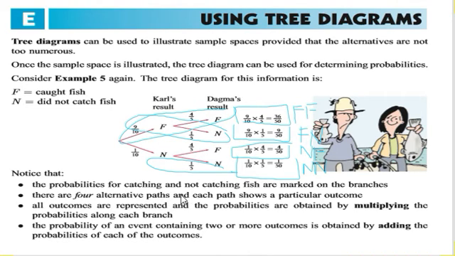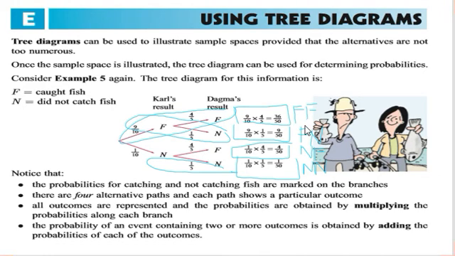There are 4 alternative paths. Okay, 4 alternative paths. And those are the possible outcomes: both of them catching a fish, Carl catching a fish and Dagma not, Carl not catching a fish and Dagma was able to catch, or both of them not able to catch a fish. All outcomes are represented and the probabilities are obtained by multiplying the probabilities along each branch. Okay, so it's one direction. You cannot divert to another direction. The probability of an event containing 2 or more outcomes is obtained by adding the probabilities of each outcome.